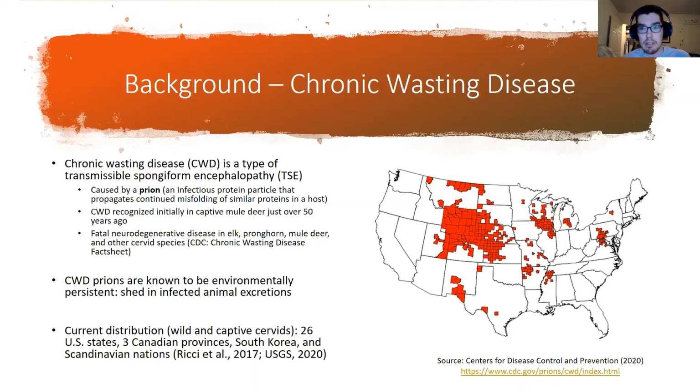These prions causing chronic wasting disease are known to be environmentally persistent, which is one of the challenges about understanding the transmission and risk of the disease to wildlife. It's shed in animal excretions and in tissues from carcasses, for example. The current distribution of chronic wasting disease in both wild and captive cervids encompasses 26 US states, 3 Canadian provinces, South Korea, captive populations of cervids there, and Scandinavian nations, so Finland, Norway, and Sweden.